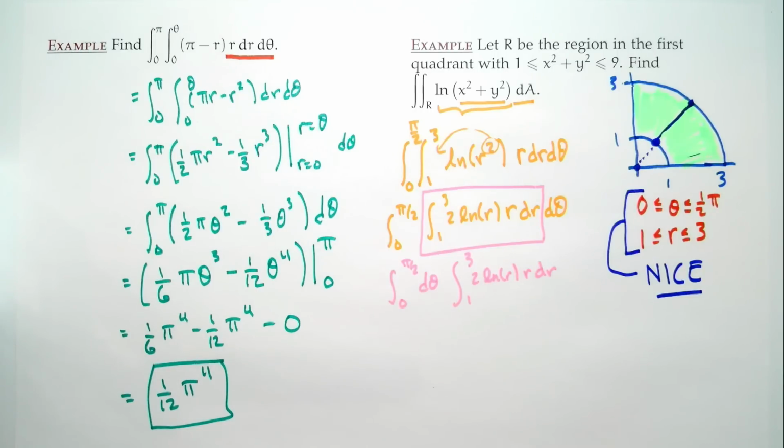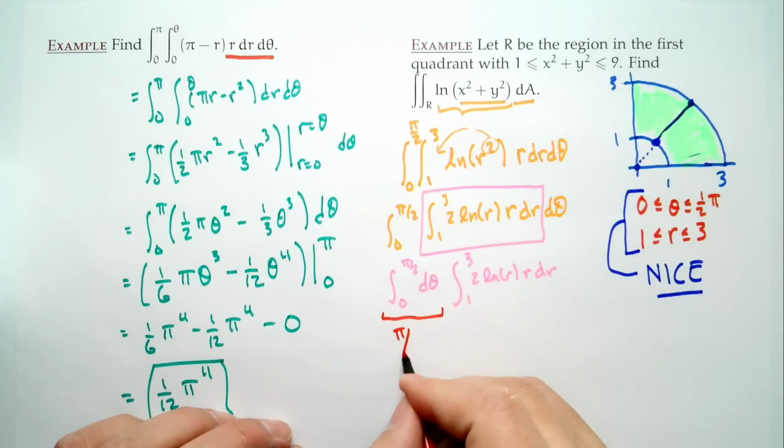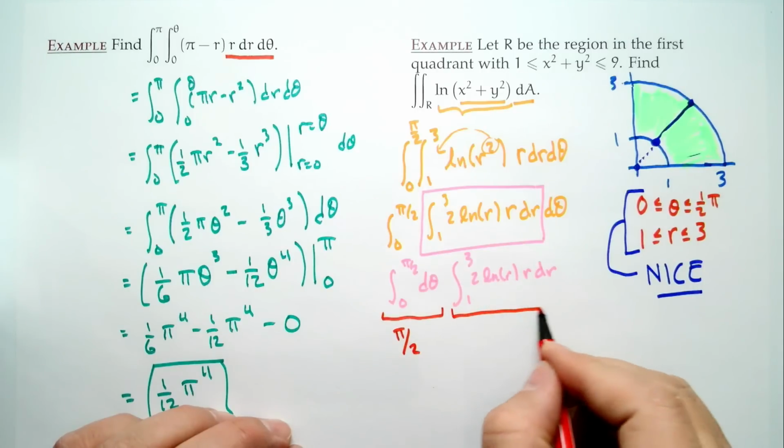Now one of these two integrals is easier than the other. So maybe we'll take turns. Which one do you want to do? And I'll do the other one. Do you want to integrate with respect to theta or with respect to r? You want to do the theta one? Okay, you can do the theta one. What is the integral 0 to pi halves of d theta? Pi halves. Okay, good. All right. Your job is done. Now, my job.